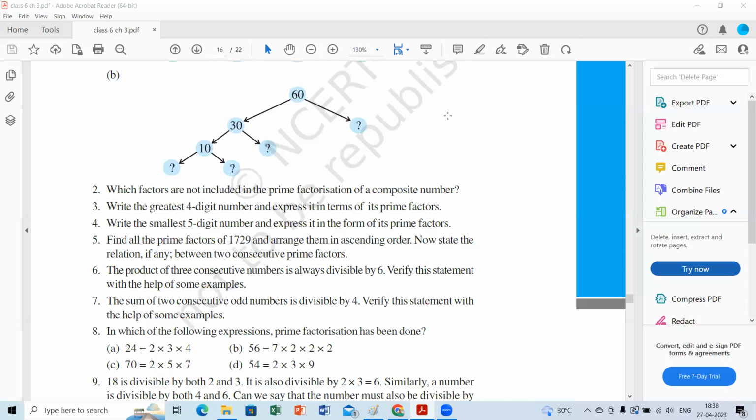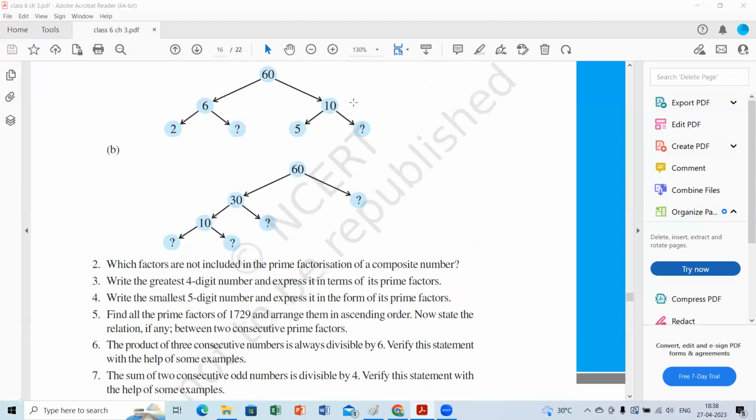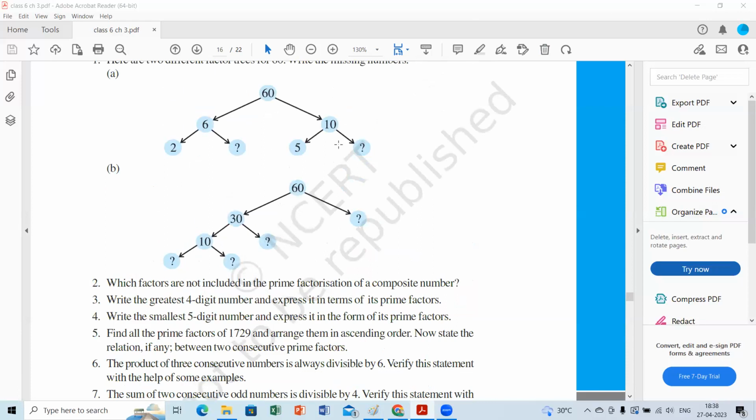Soumya, the second one, you see, in the first bit we discussed that 60 can be expressed in different ways. In the second one, they gave 60: 30 into what number makes 60? Yes, you can fill the blanks. Okay, ma'am.